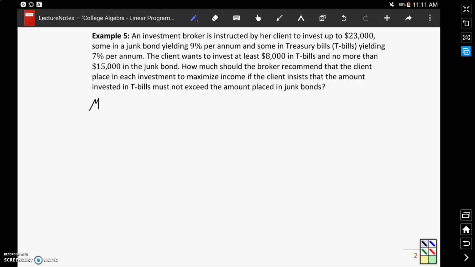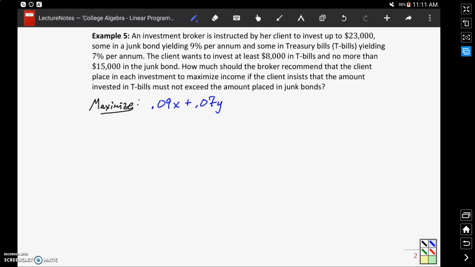So in this case, this idea of optimizing becomes a maximization problem. If the client insists that the amount invested in treasury bills must not exceed the amount placed in junk bonds. So what we have is a case where some amount of money will be invested in an account yielding 9% interest, and some amount will be invested in an account yielding 7% interest. We want to maximize that value so that we're getting the best return on that investment.